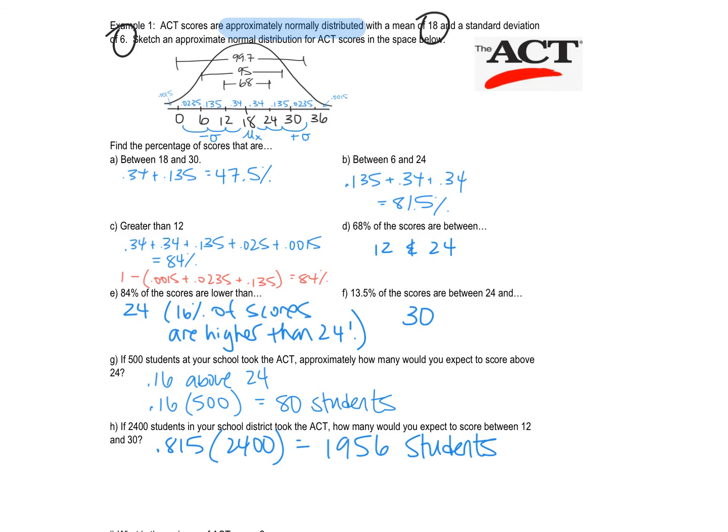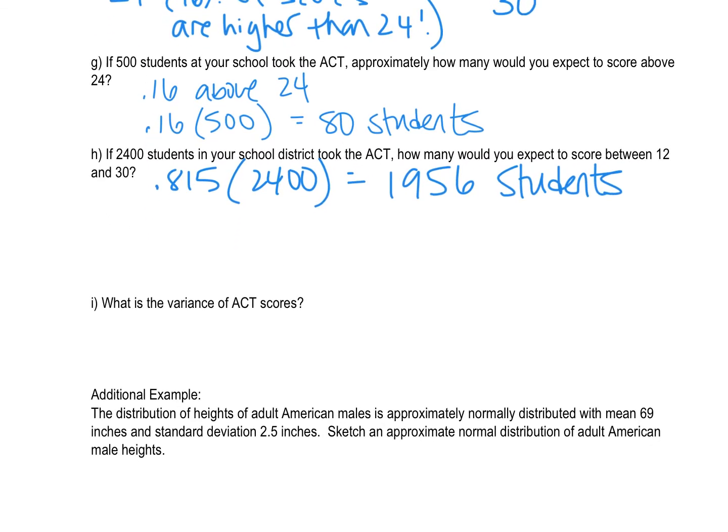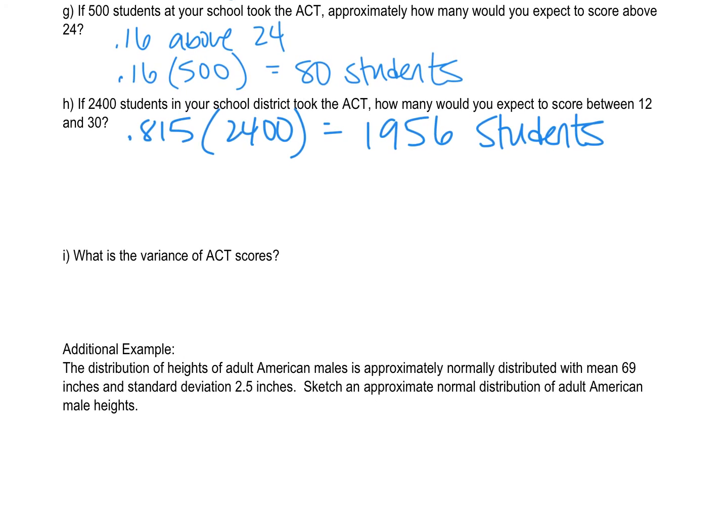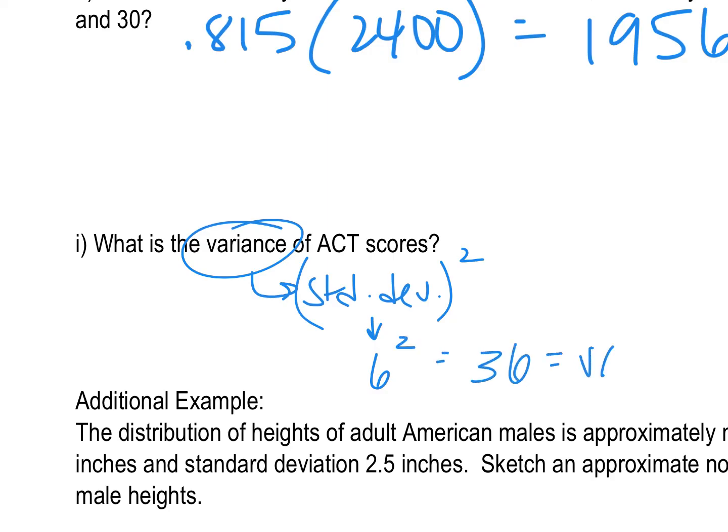There is one more question on the back side that I want to just remind you about. Letter I, it still goes with the ACT scores. It asks for what is the variance. And so remember, the variance is the standard deviation squared. And we were given the standard deviation of ACT scores. So the standard deviation of the ACT scores, that was each tick mark on the x-axis, is 6. And so when I square that number, I get 36 is the variance.